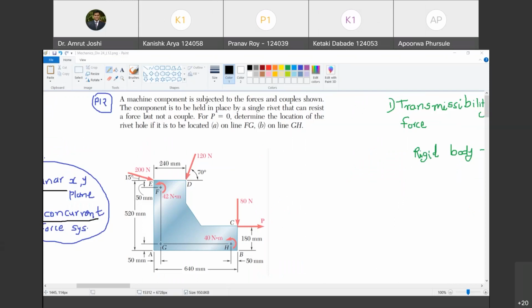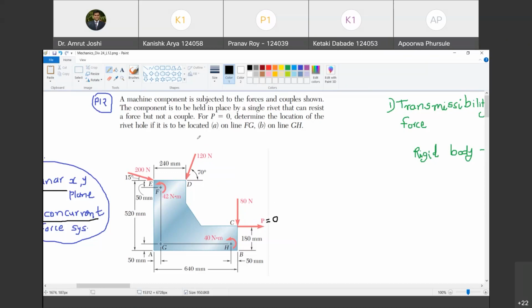Machine component is subjected to forces and couples as shown. The component is to be held in place by a single rivet that can resist a force but not a couple. For P equals 0, determine the location of the rivet hole if it's to be located A on line FG and B on line GH. Yes. So it is given in the problem statement that P equals 0, so as if this P is not existent. Are you with me? Yes, sir. And what is being asked?